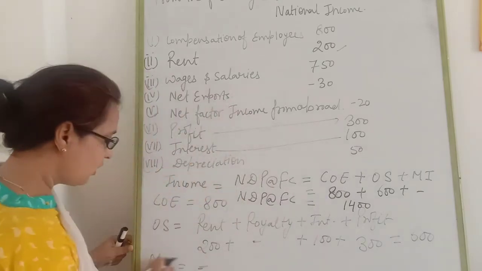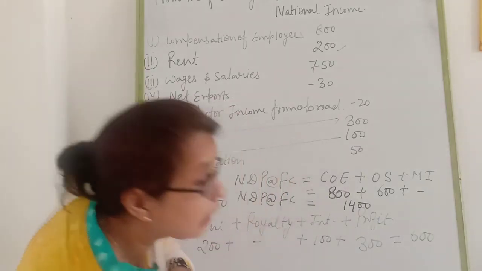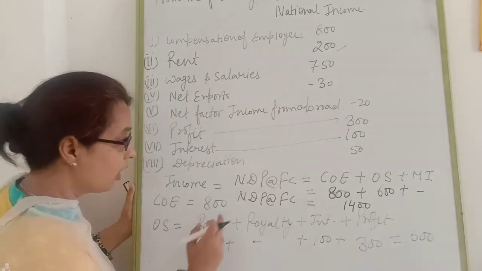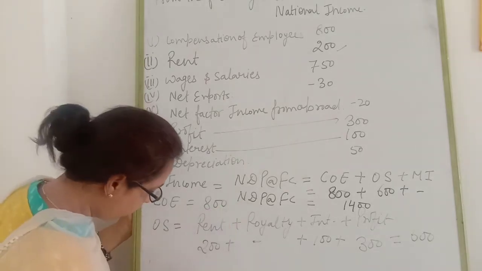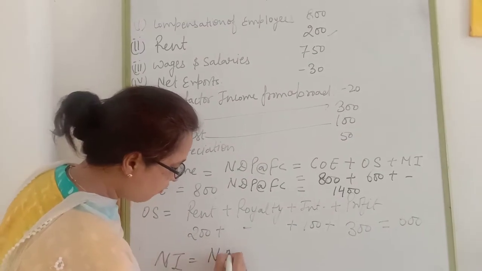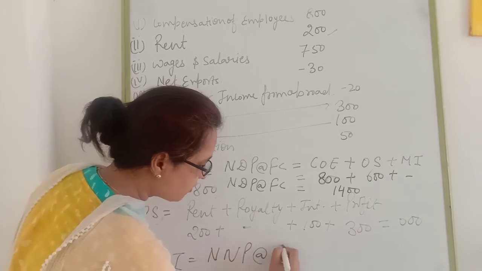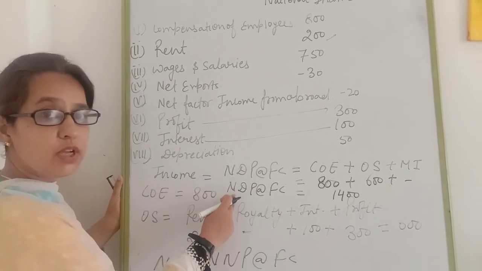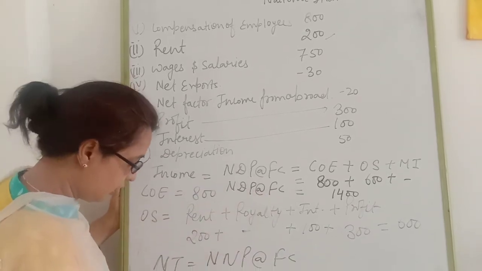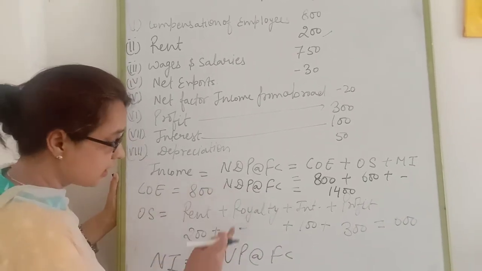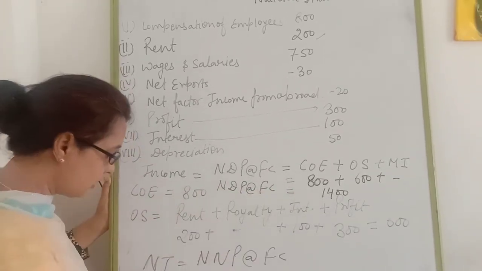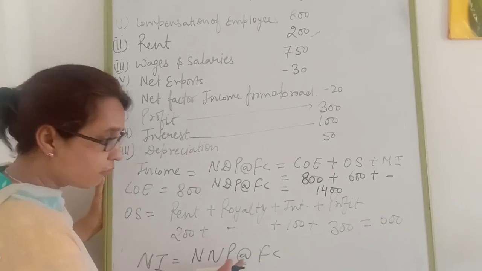Now in the question we have to calculate national income. All of you know national income means NNP at FC. But by this method we have calculated NDP at FC. Now we have to convert this into NNP at FC.